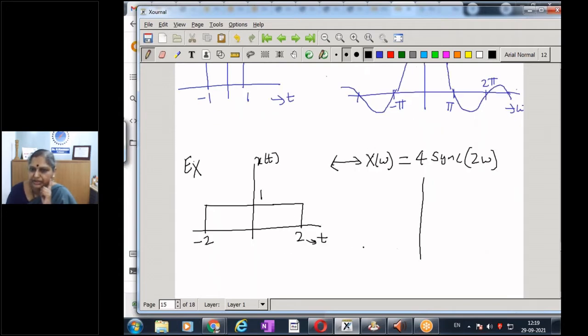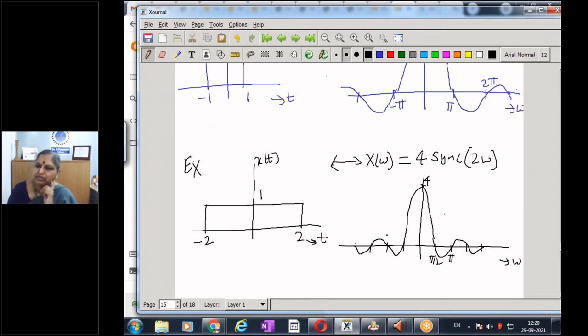Now if I try to plot it, where is my zero crossing? 2 omega equal to pi, which is nothing but omega equal to pi by 2. So my first zero crossing happens at pi by 2, and then pi, and so on. Compared to the earlier result, this is what I have. And how about the magnitude? Earlier the signal had a magnitude of 2. The new signal is 4. So this is what my new signal is. This is how the Fourier transform is.